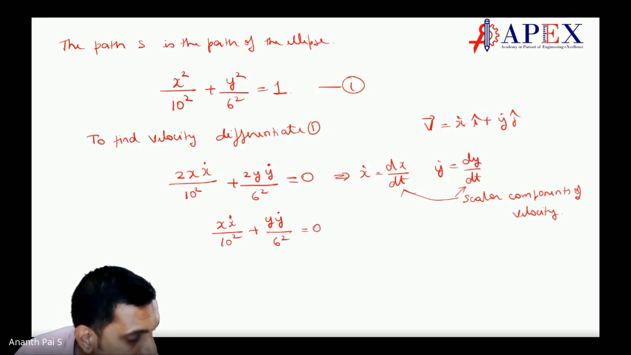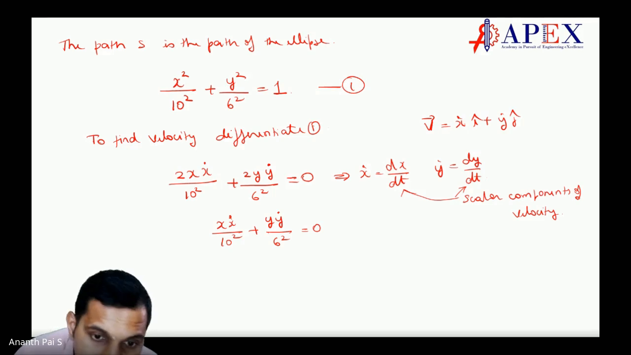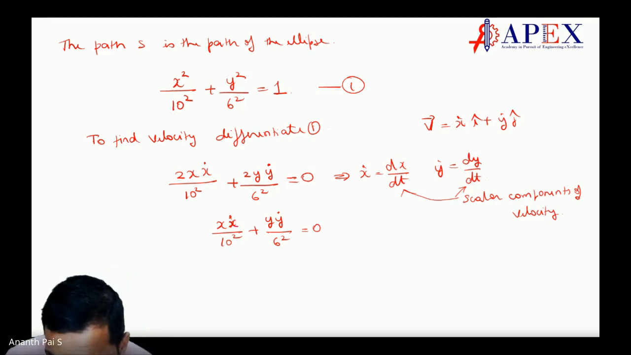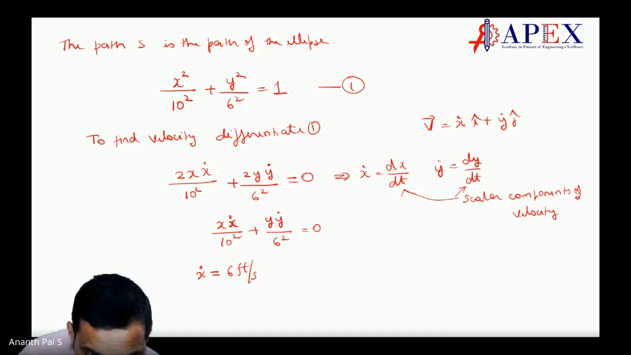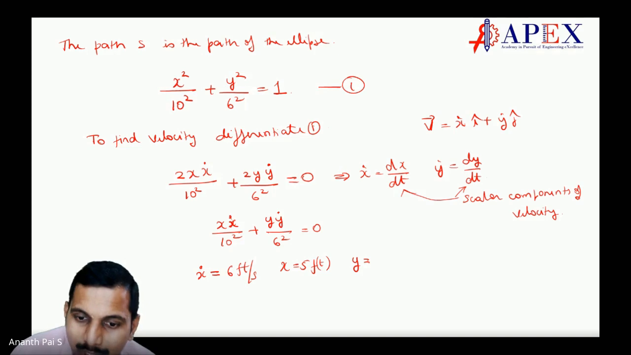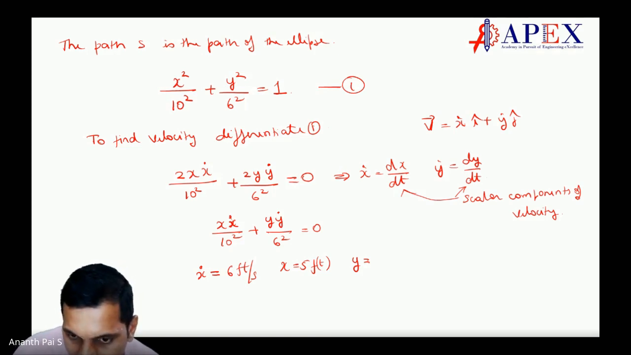Now what should happen here? Now what is x dot for that particular ellipse? We know it's given there. x dot is equal to 6 feet per second. Is it not? 6 feet per second, correct? And what is x? x is given as 5 feet. What is y? Can we calculate y for this? We can do that, is it not? y can be calculated through the equation of the ellipse.